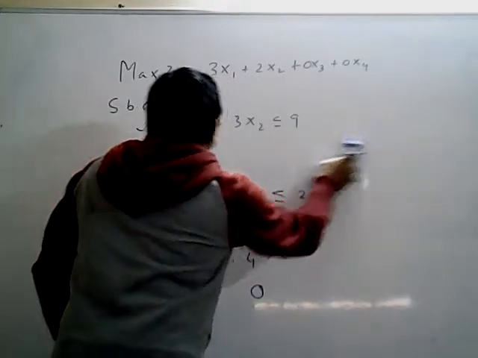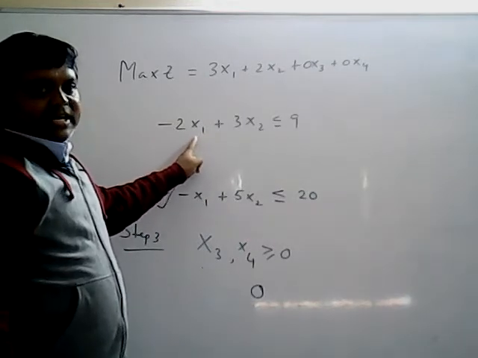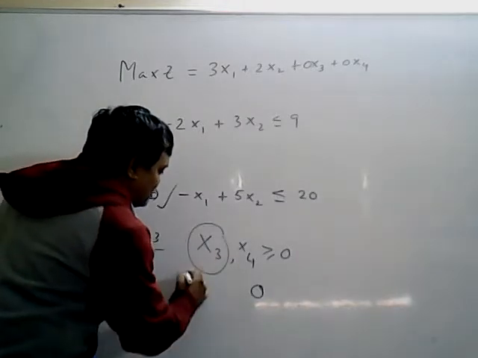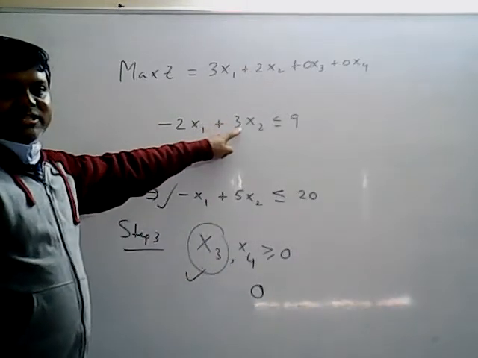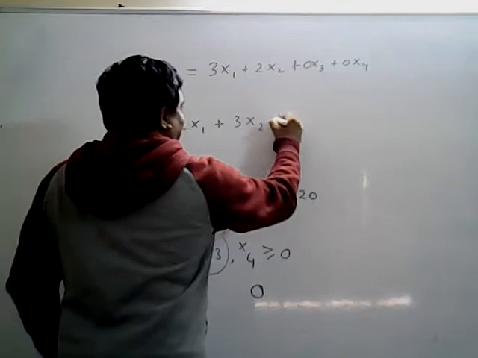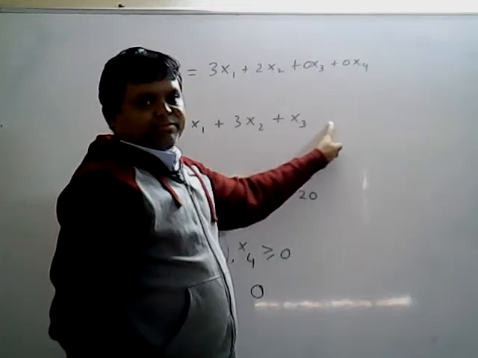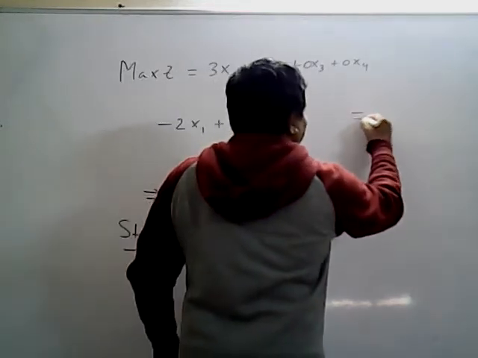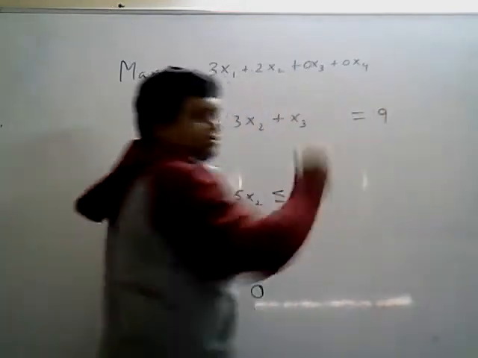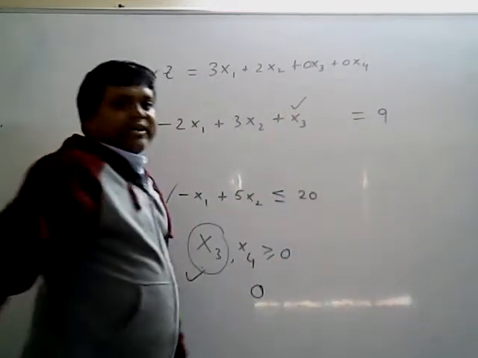Next line. Now take the first constraint: minus 2x1 plus 3x2 less than or equal to. For less than or equal to, the first slack variable is added. What is the first slack variable? x3 is added for the first constraint so that the inequality becomes an equality. That means plus x3. There are 4 variables in the problem, so leave some space for the fourth variable, so that the inequality becomes equal to the value. The first value is 9.